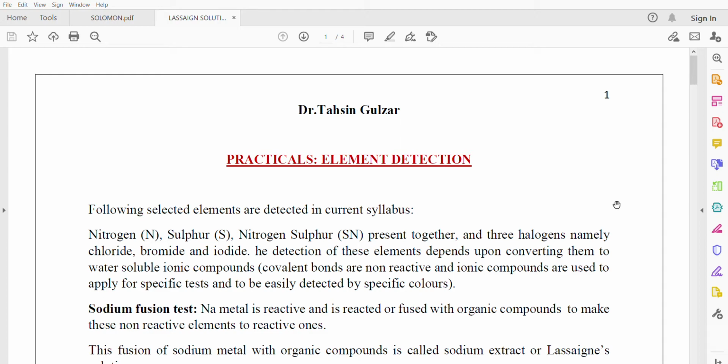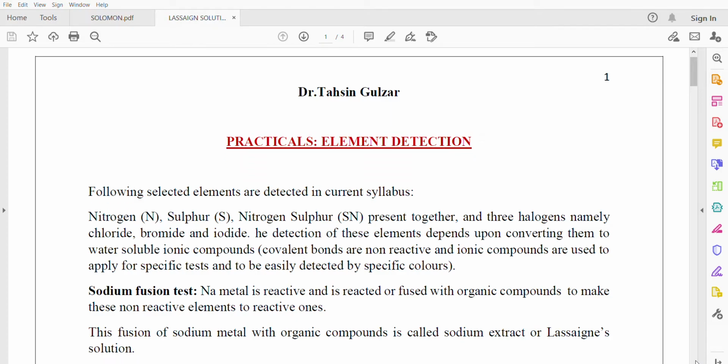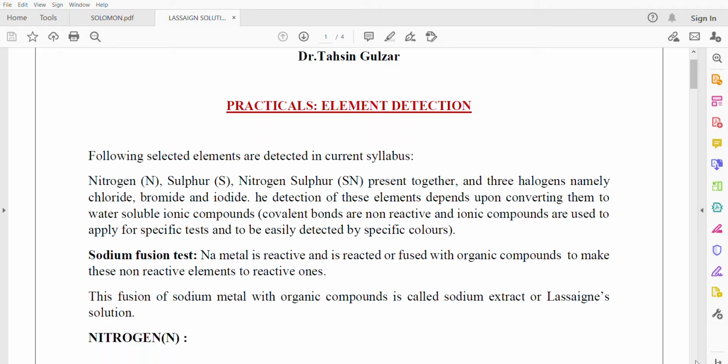in your lab journal or lab notebook. So, coming towards the preparation of Lassaigne solution, or sodium fusion test, or sodium extract. Three different names are used.